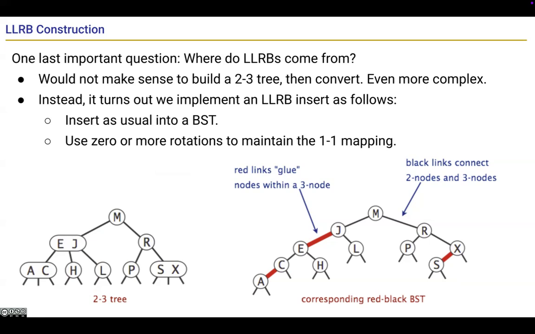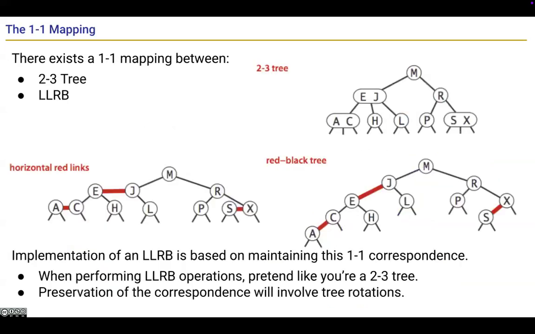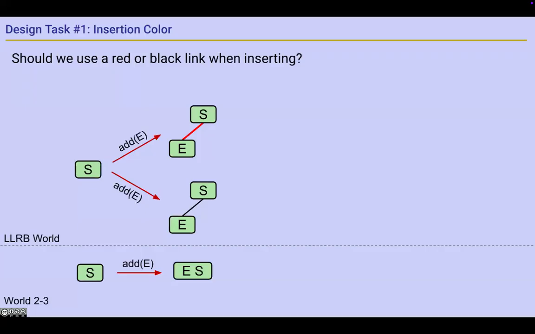I thought you said it's really hard to implement a 2-3 tree. It is. We're just going to use it as a mental model. We're not actually going to implement the 2-3 tree. Yes, you're correct. We're going to use it as a mental model to get us to our LLRB. So there's always a one-to-one mapping between our two trees. So we're just going to pretend that we're doing a 2-3 tree and do our rotations from there. Okay. So should we use a red or a black link when inserting?